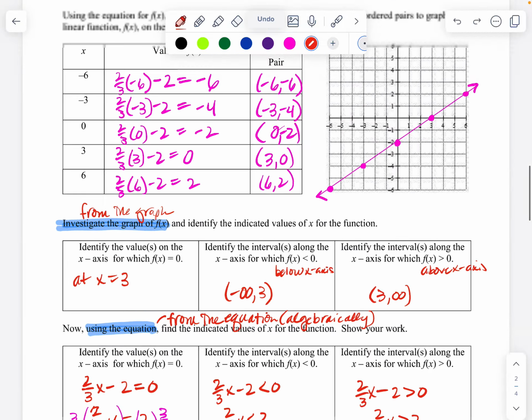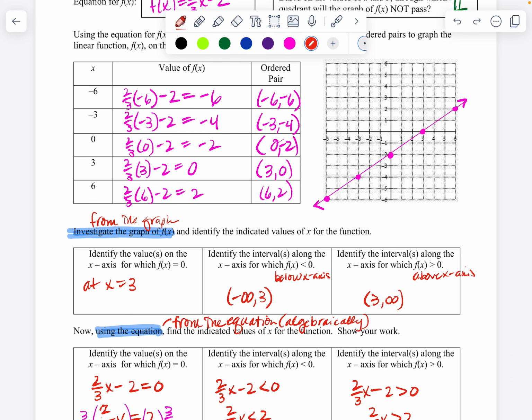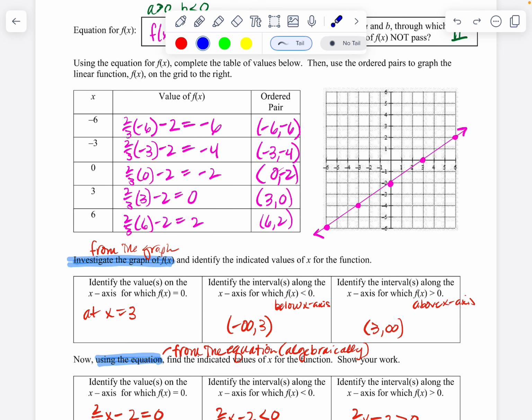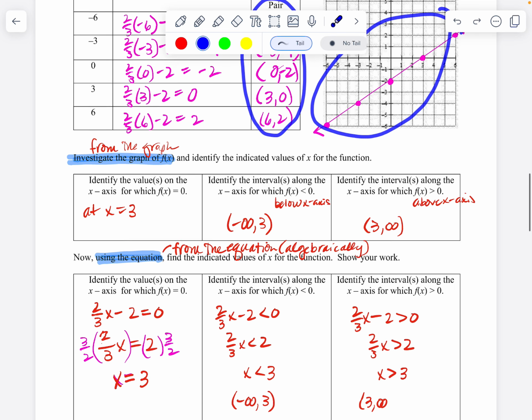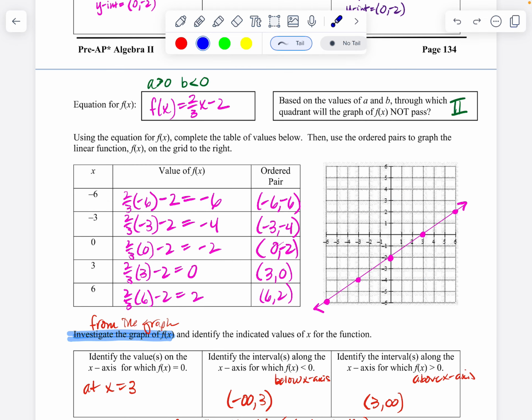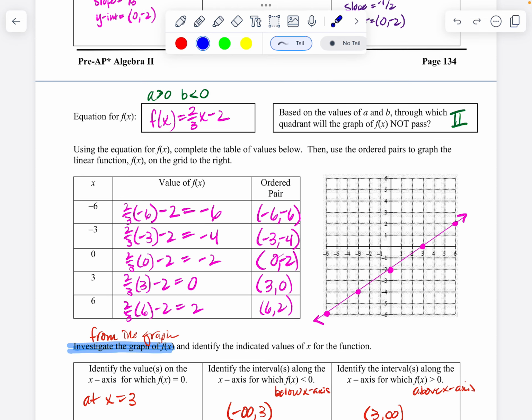So now we've done a lot of work with looking at tables of values and with looking at graphs. Here we have a numerical representation of f of x, we have a graphical representation of f of x, and we have an algebraic representation of f of x. And they all three say the same thing.